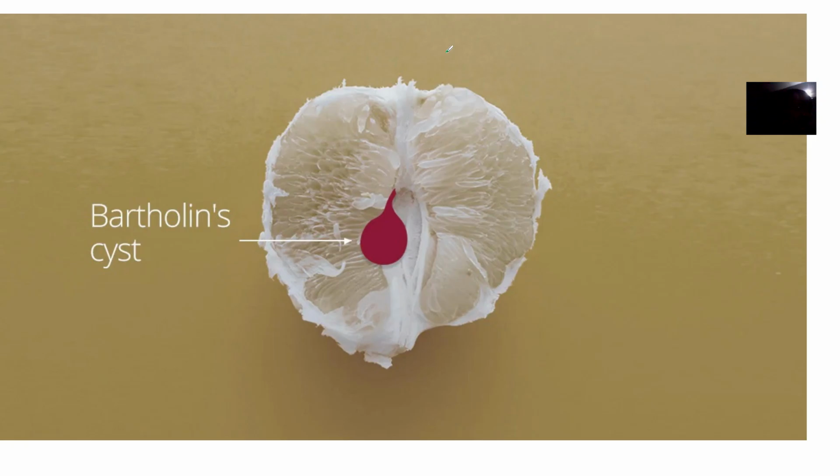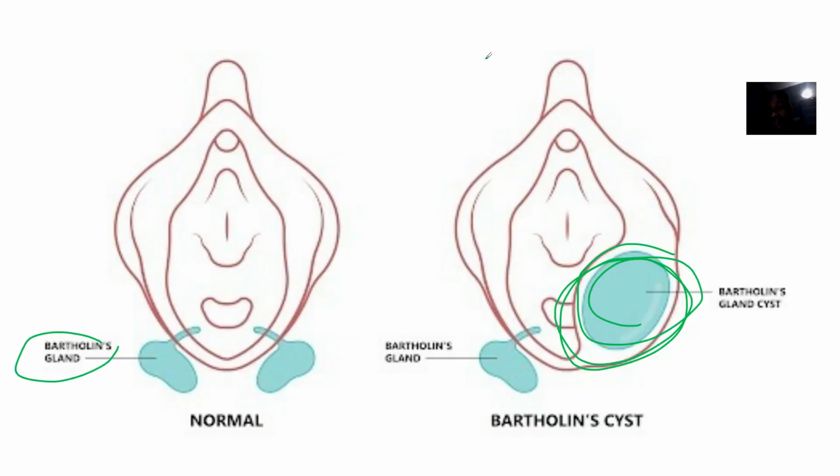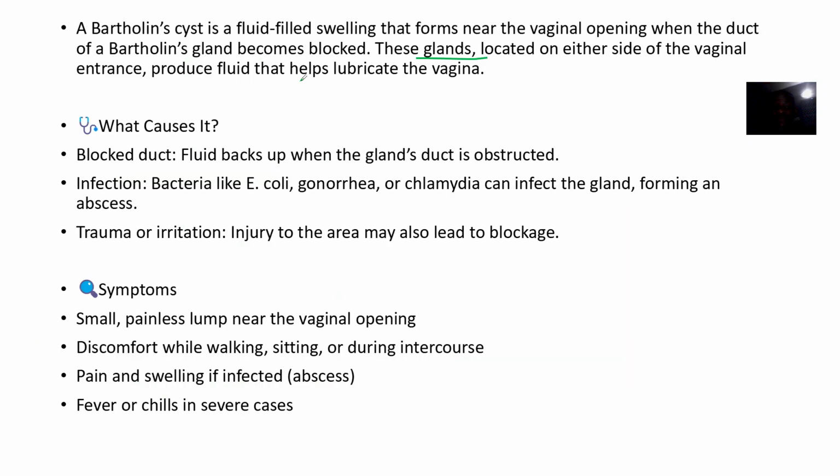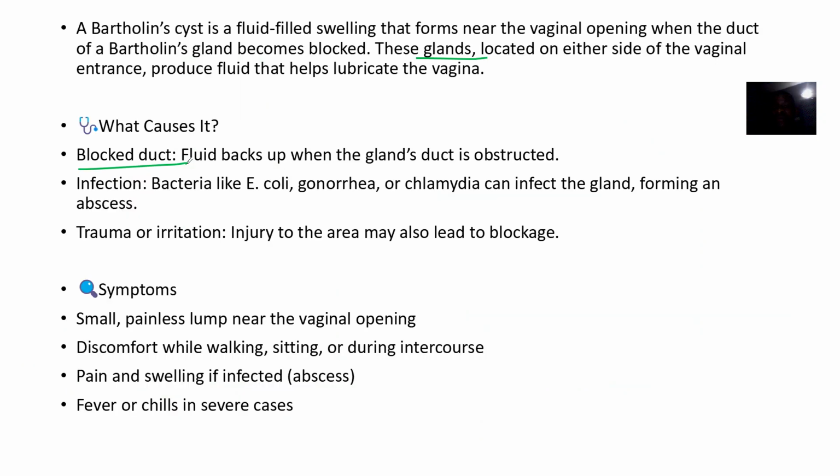I just brought possible questions just to illustrate. So these glands located on either side of your vaginal entrance produce fluids that help to lubricate your vagina. So what usually causes these glands to become enlarged? It could be that the duct is blocked. The duct is supposed to send out things that will lubricate your vagina. So if it is blocked, you have a backlog of fluid in the gland.